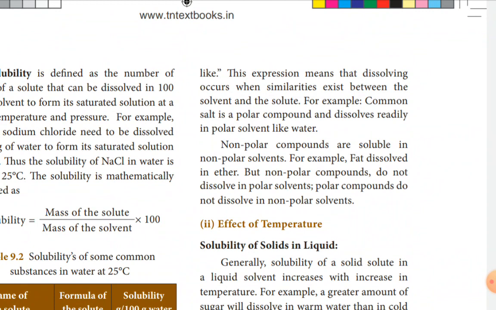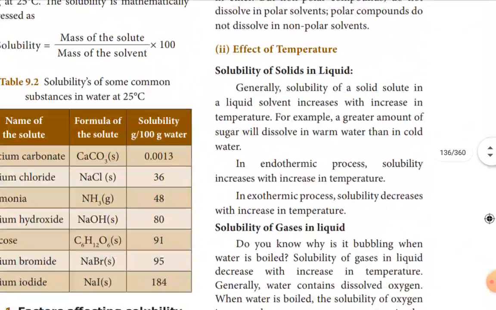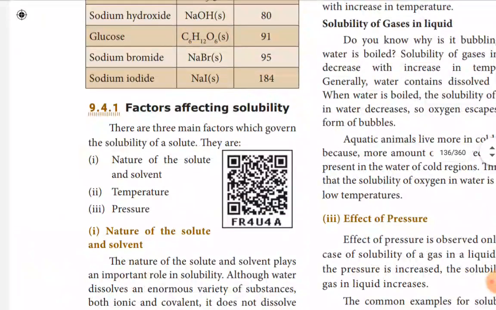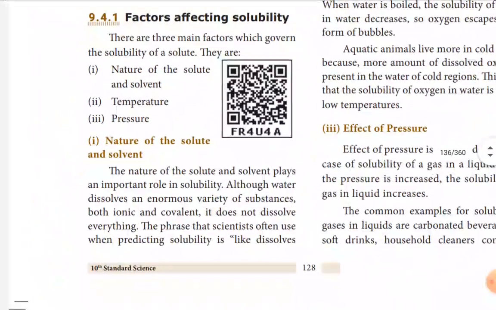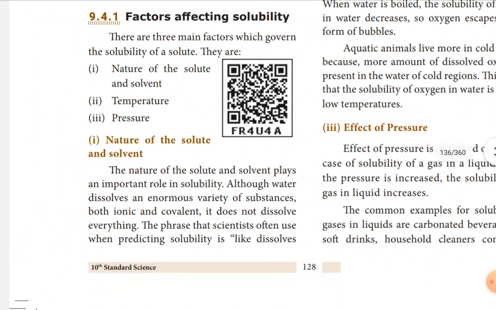Polar compounds readily dissolve in polar solvents. Sodium chloride, sugar, glucose, these things are polar compounds and readily dissolve in polar solvents like water. Water is a polar solvent and it is also called a universal solvent. Water dissolves most things, ionic compounds and covalent compounds, but it does not dissolve everything.